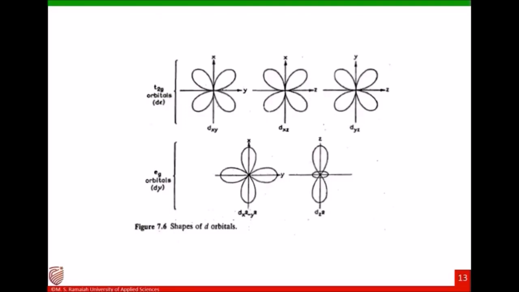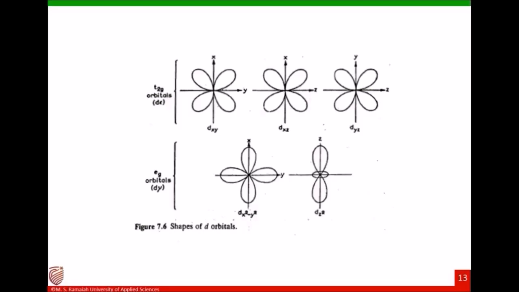The lobes of dx square minus y square and dz square point along the axes x, y and z, and we call these orbitals Eg. The lobes of the orbitals dxy, dxz and dyz point in between the axes, and we call them T2g orbitals.